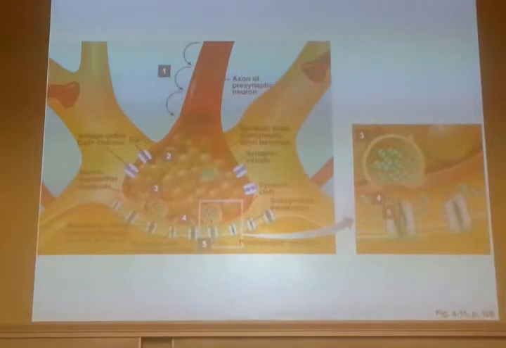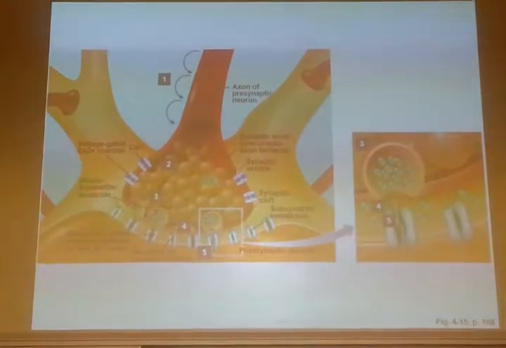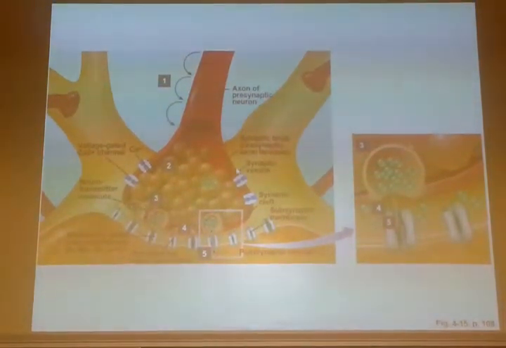Okay, action potential is not jumping over, it's jumping under the plasma membrane. When the action potential that is indicated by these arrows arrives at the nerve terminal, it's going to open voltage-gated calcium channels.